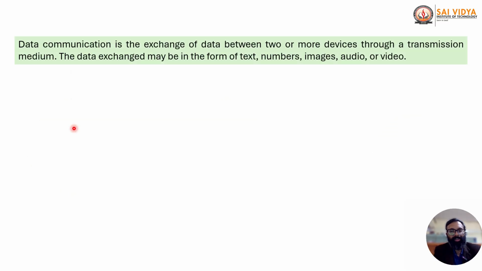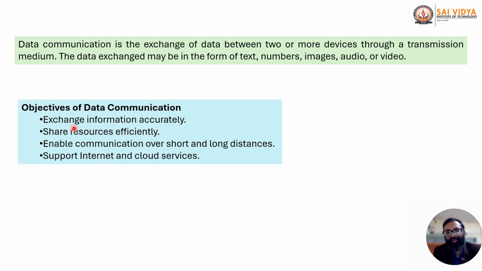So what is actually data communication? Data communication is the exchange of data between two or more devices through a transmission medium. The data exchange may be in the form of text, numbers, images, audio or video.